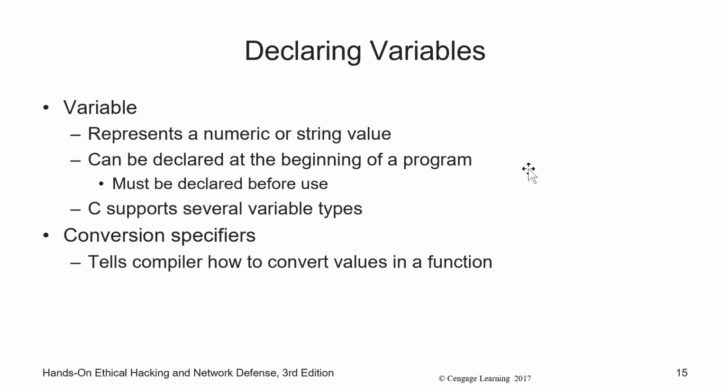Declaring variables. What is a variable? A variable is a representation of a place in memory. That's all a variable is. It's a human readable representation of a place in memory. It could be a number, it could be a string, it could be a list, it could be an object. It could be a lot of stuff, but you use it as a reference.